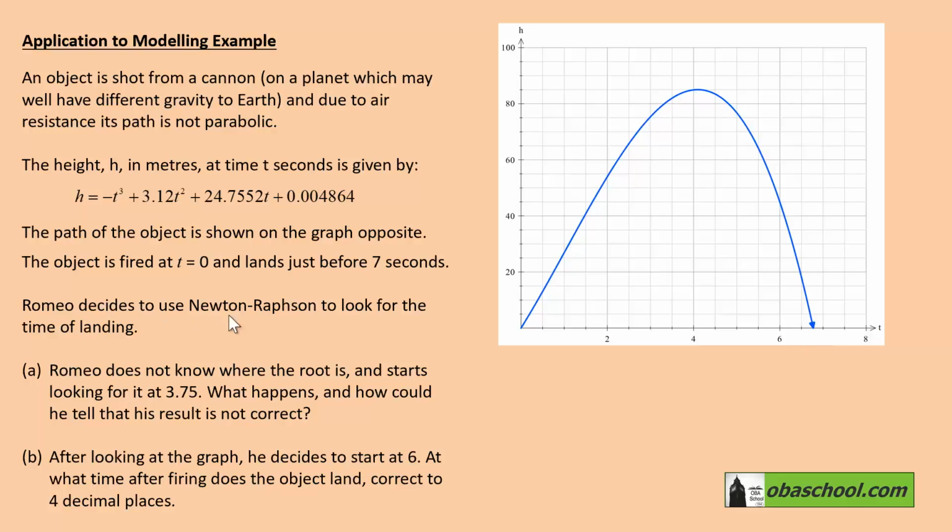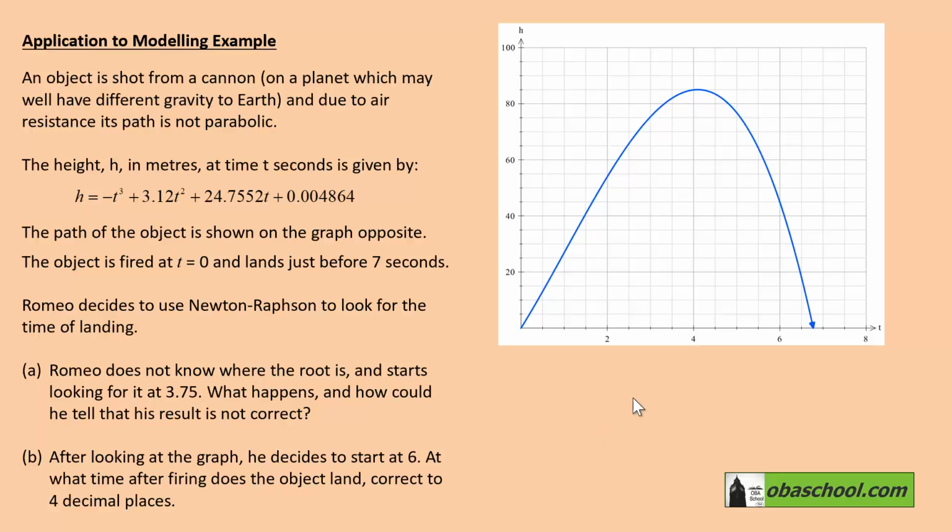Romeo decides to use Newton-Raphson to look for the time of landing. Romeo does not know where the root is and starts looking for it at 3.75. What happens, and how could he tell his result is not correct? After looking at the graph, he decides to start at 6. At what time after firing does the object land, correct to 4 decimal places?